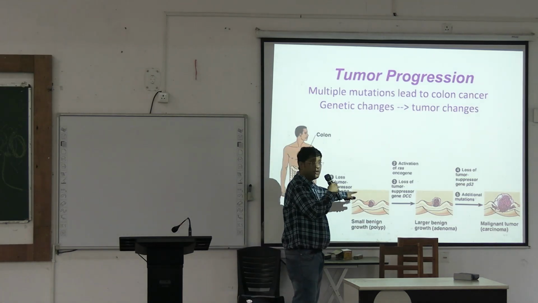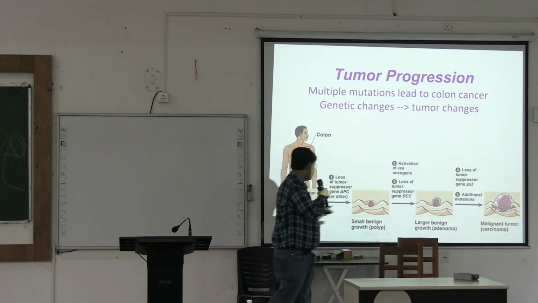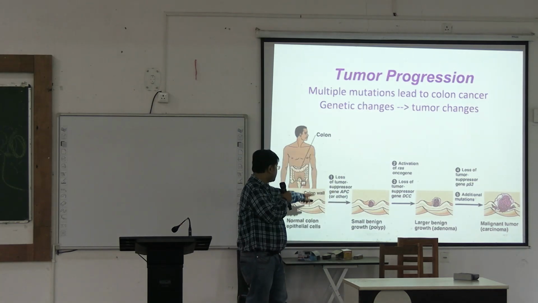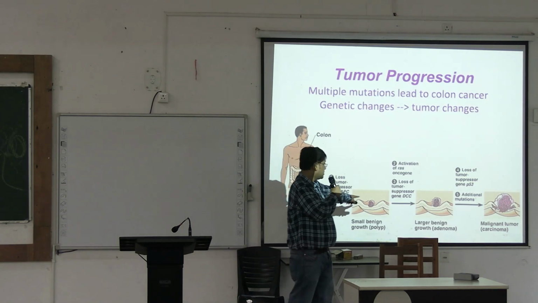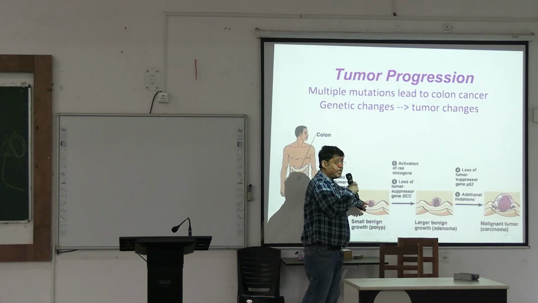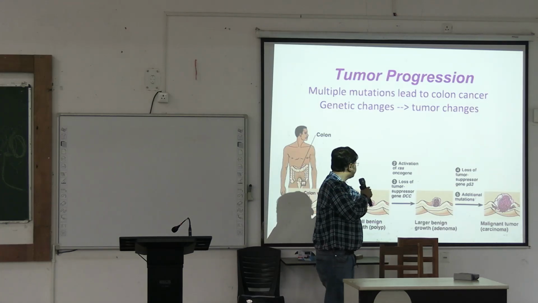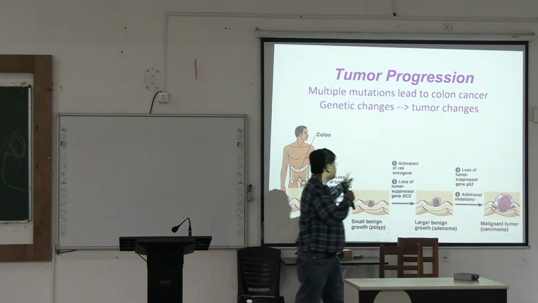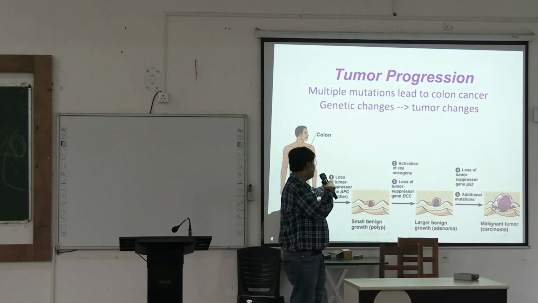So, starting off the defective process. Small benign growth or polyp in the beginning. So, see, these are the normal colon epithelial cells. Now, loss of APC, initially formation of a benign polyp. Then, multi-step. See, multi-step. First step was loss of APC.